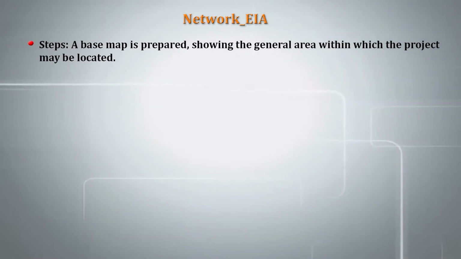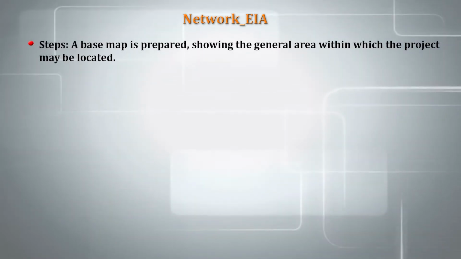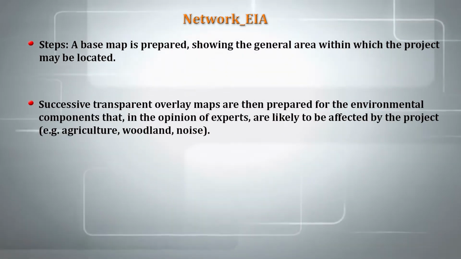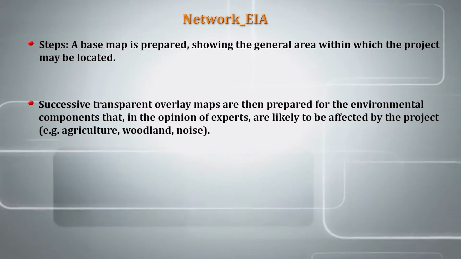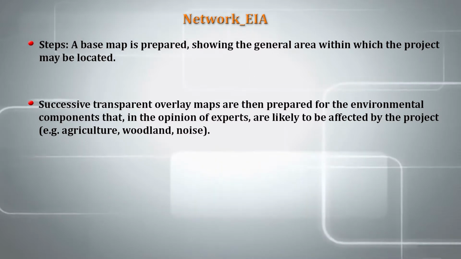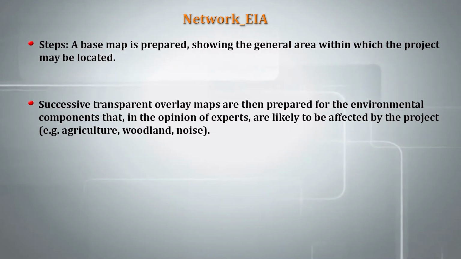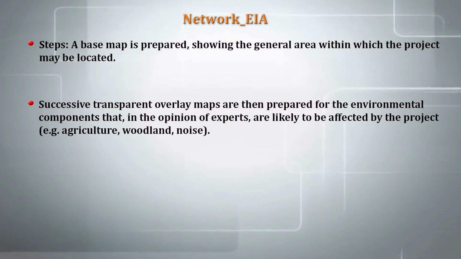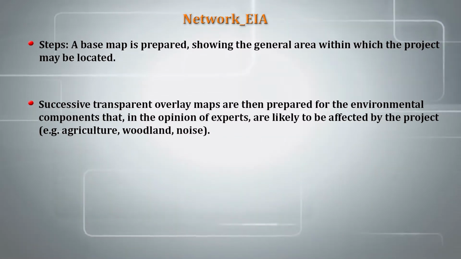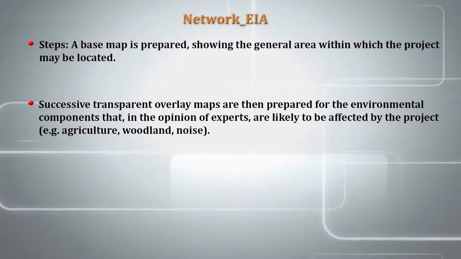So let us see the steps one by one. The first step, as far as overlaid mapping is concerned, is to prepare a base map showing the general area within which the project has to be located. Thereafter, successive transparent overlay maps are prepared for the environmental components that, in the opinion of the experts, are likely to be affected by the project. It can be in the agriculture sector or the pollution sector. When you talk about pollution, it can be air pollution, water pollution or even noise pollution. Every variable and attribute will be taken into account, and we will prepare an overlay map.